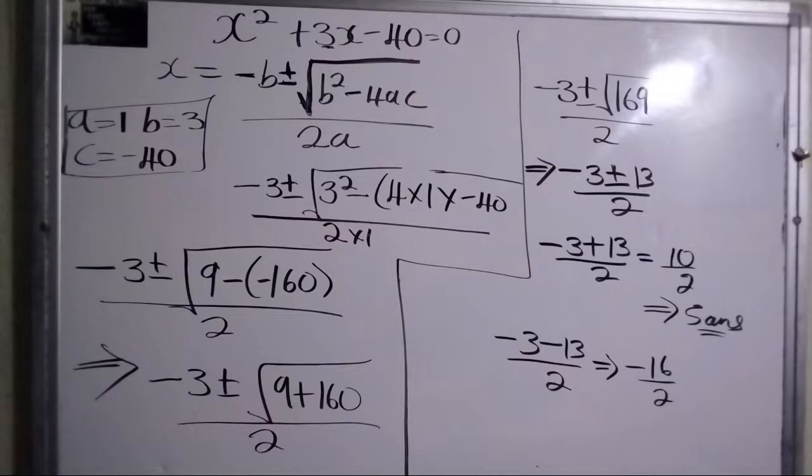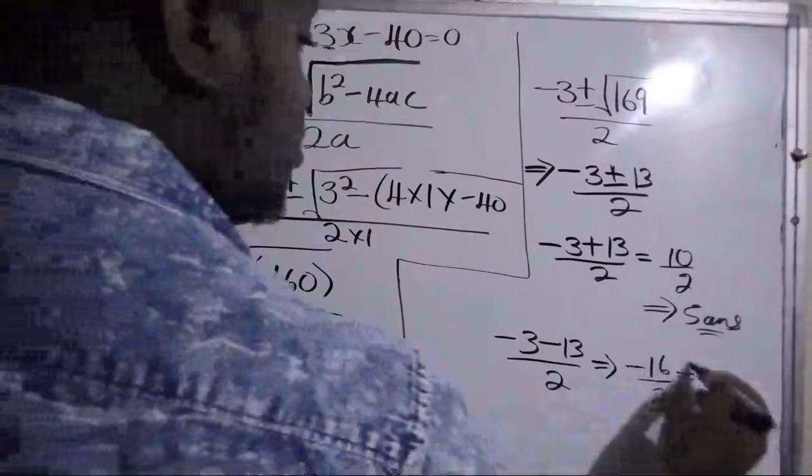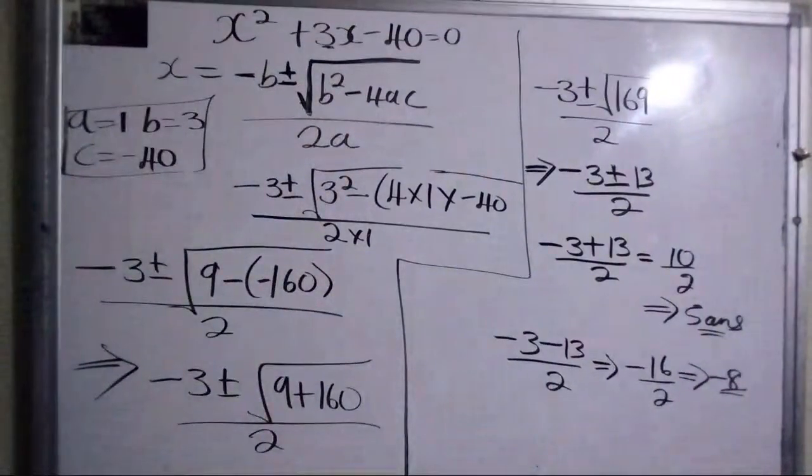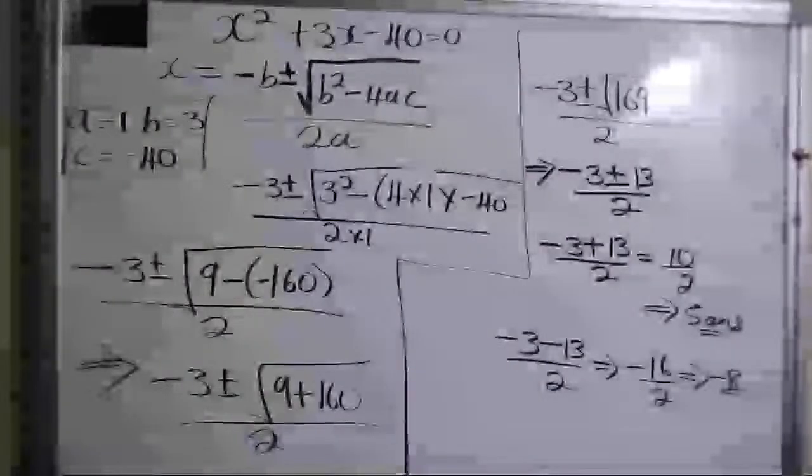Alright, well, you guys can get it. That works out to negative 8. A negative divided by a positive gives us a negative. So our final answers are negative 8 and positive 5.